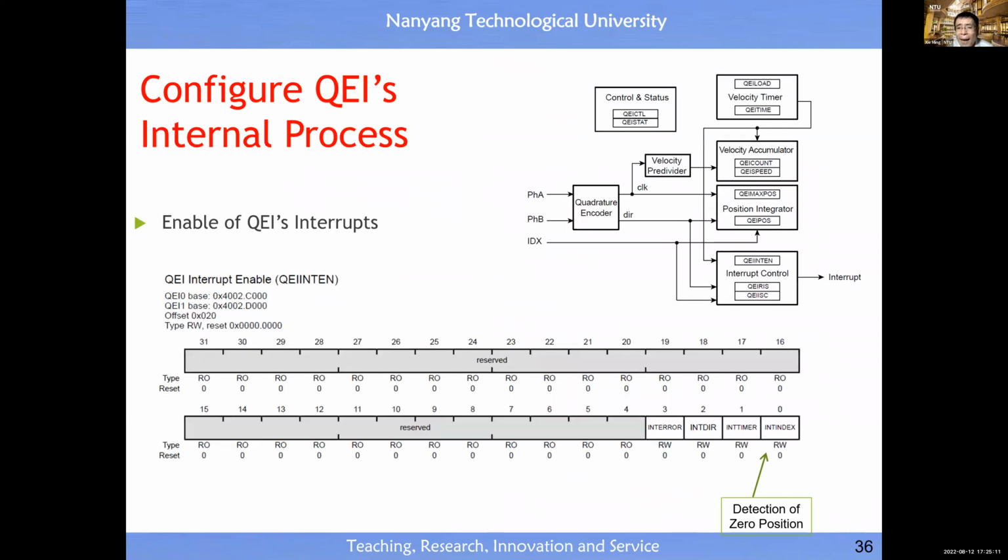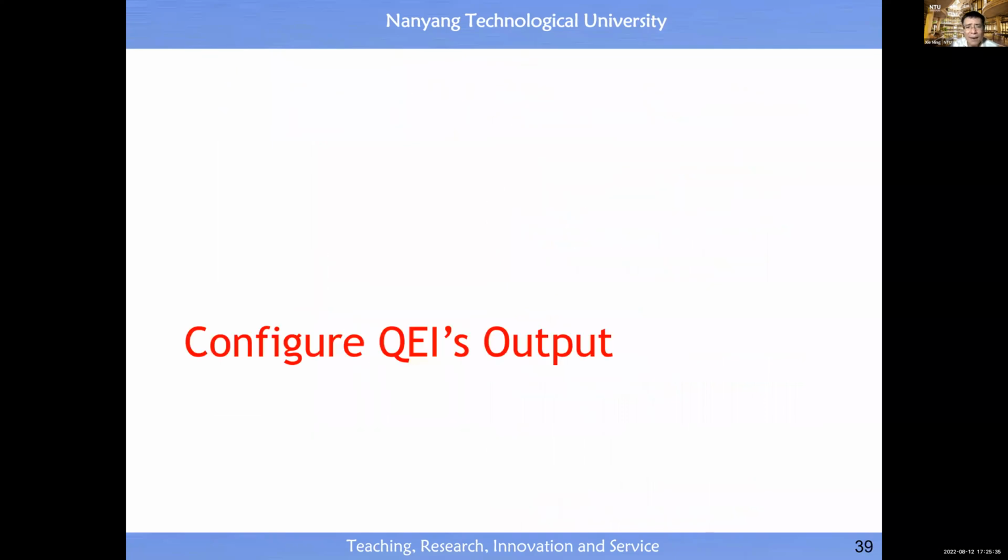Then this is an interrupt, because when the hardware detects the reference pulse, it will tell you. When the timer reaches the maximum or reaches zero, it will tell you. When there's a direction change, it will tell you. When there's an internal error, it will tell you. So this is an internally generated signal for you to know the working condition of this hardware.